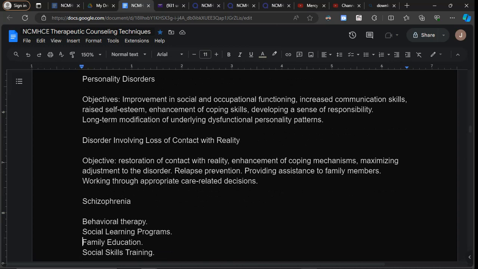long-term modification of underlying dysfunctional personality patterns. Disorders involving loss of contact with reality, objective: restoration of contact with reality, enhancement of coping mechanisms, maximizing adjustment to the disorder, relapse prevention, providing assistance to family members, working through appropriate care-related decisions.